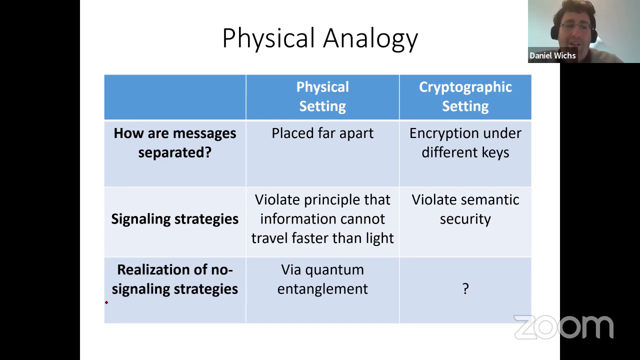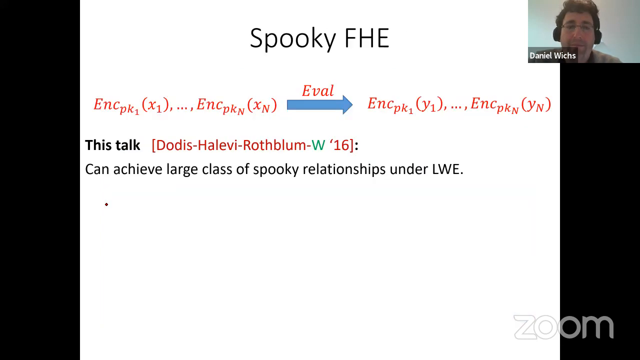So exactly, that shows that signaling strategies cannot be done in the physical setting, because communication cannot happen faster than light, and in the cryptographic setting, because you violate semantic security. On the other hand, it turns out in the physical setting, it's possible to realize some non-signaling strategies via quantum entanglement. And then the question is, can you do something similar in the cryptographic setting? And that's exactly the goal of spooky encryption.